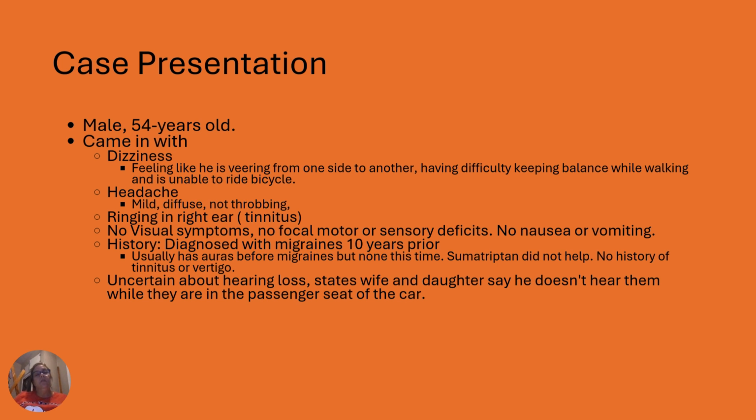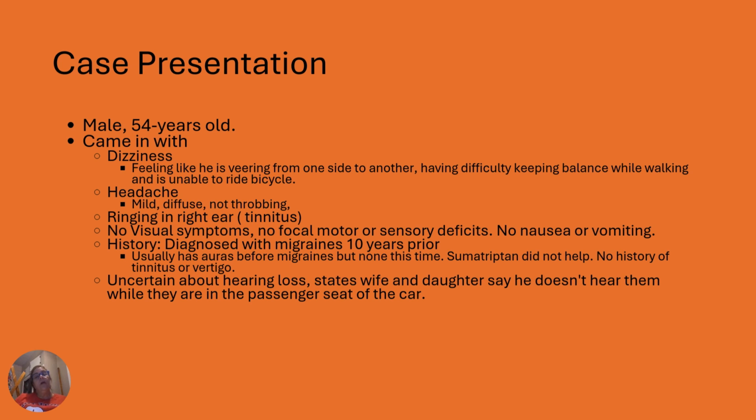Case presentation: a 54-year-old male came in with dizziness, feeling like he is veering from one side to another, having difficulty keeping balance while walking, and is unable to ride a bicycle. Headache, mild and diffuse, not throbbing. Ringing in the right ear, tinnitus.